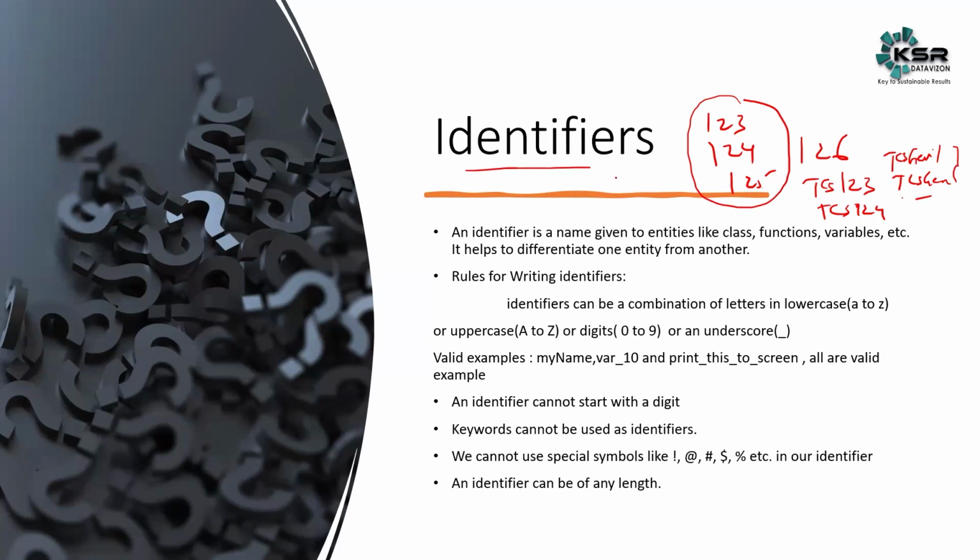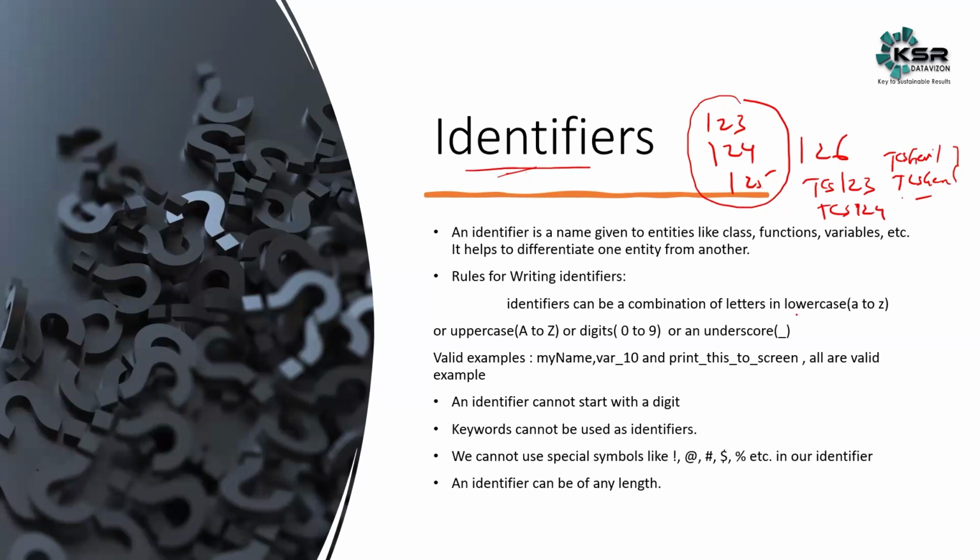If you want to use an identifier, there should be a set of rules to create an identifier. The set of rules is very, very important, guys, listen carefully. The rules can be a combination of letters.